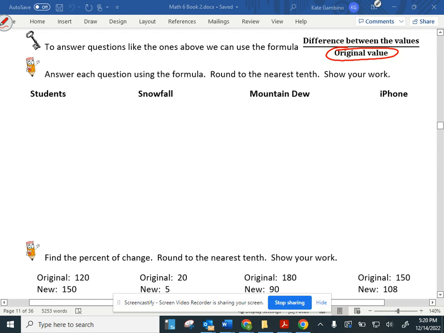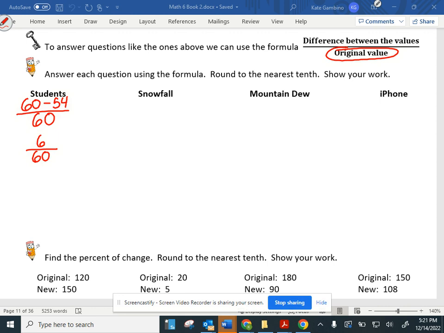If we look at our students, last year there were 60 students. This year there's 54. So I'm going to put my big number first, 60 minus 54, and I'm going to divide it by the first number that was said, which in this case would be 60. There were 60 students last year, so my original number was 60. So I'm going to do my math. 60 minus 54 is 6, and I'm going to divide that by 60.